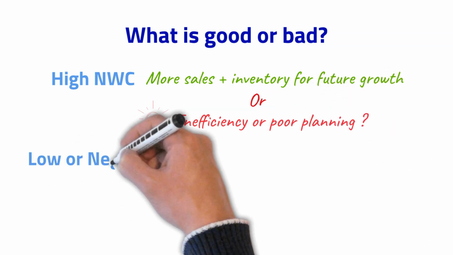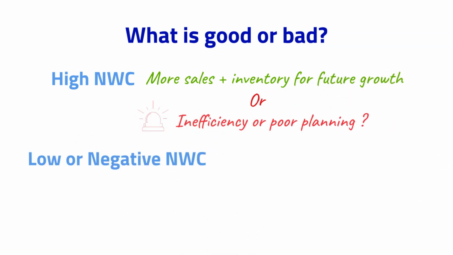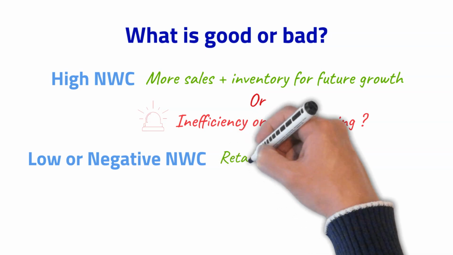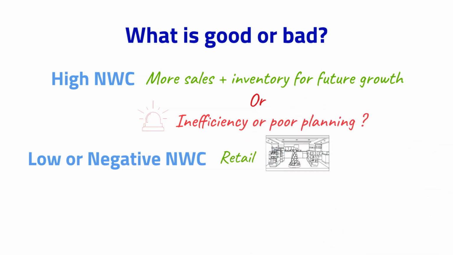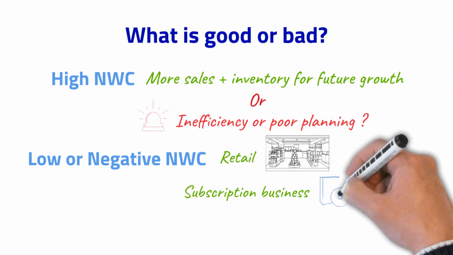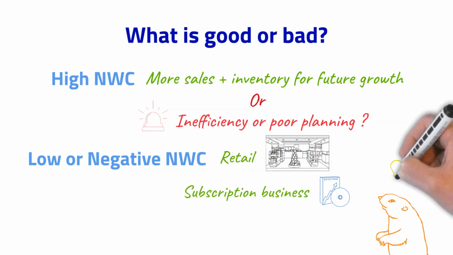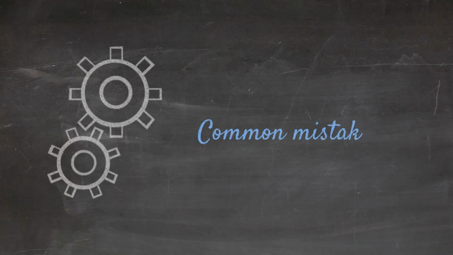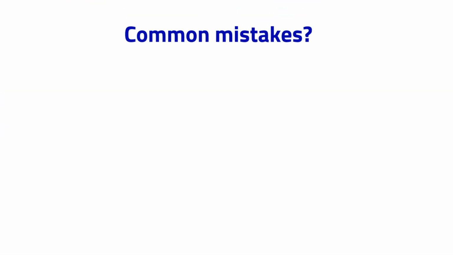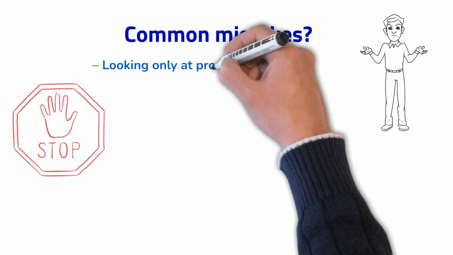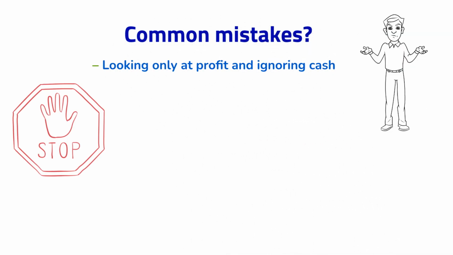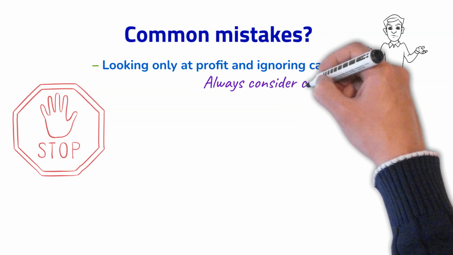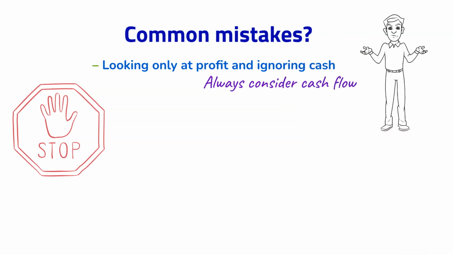Low or even negative net working capital can be very strong. For example, in retail, where customers pay immediately but suppliers are paid later, or in subscription businesses, where payments from customers are collected upfront. Common mistakes when looking at working capital may include looking only at profit and ignoring cash. Even profitable companies may run out of cash. Always consider cash flow, in which net working capital plays a crucial role.